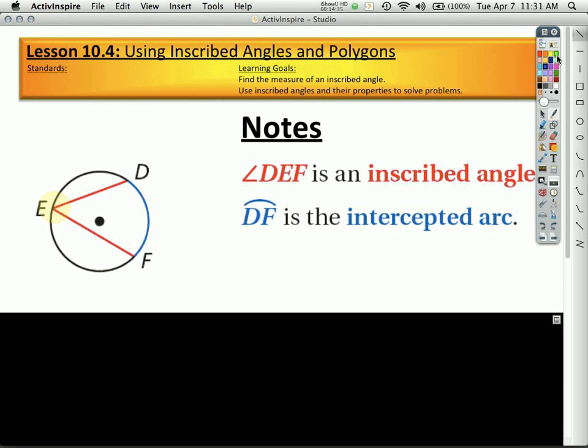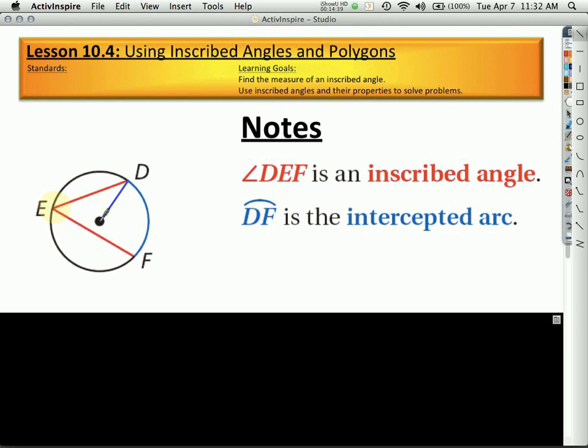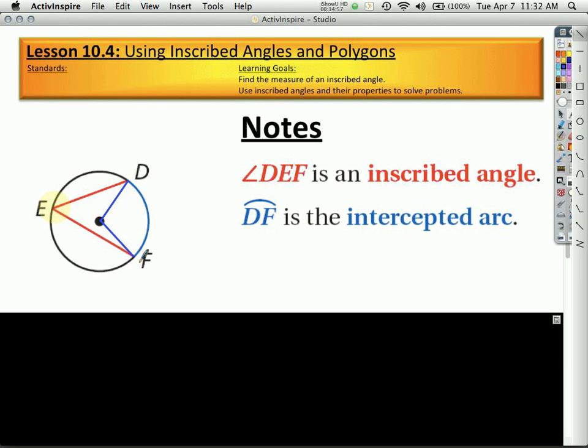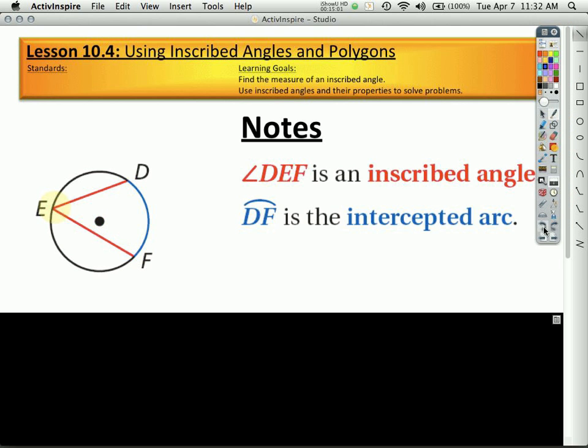Because what you learned up till today was a central angle. And we learned that central angles are like this. So that still exists as an idea that we're going to be using. And now we're going to add in the idea of an inscribed angle. Central angle, inscribed angle. The idea of intercepted arc is still the same. Arc DF is the intercepted arc of that inscribed angle.